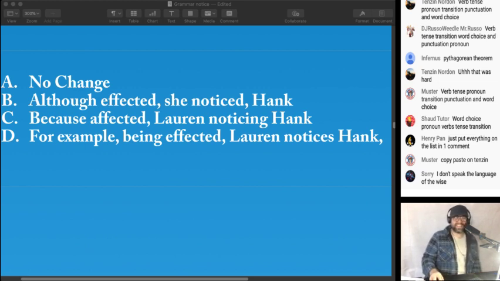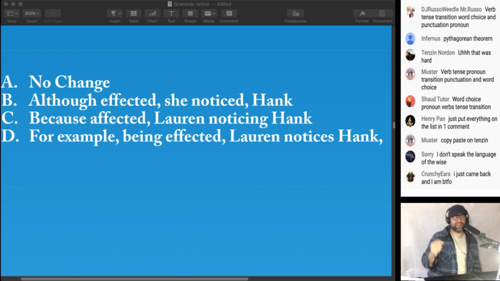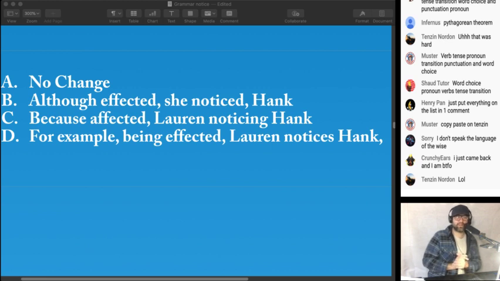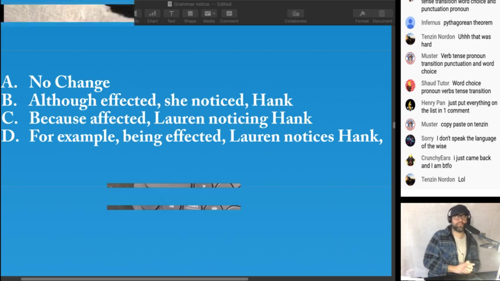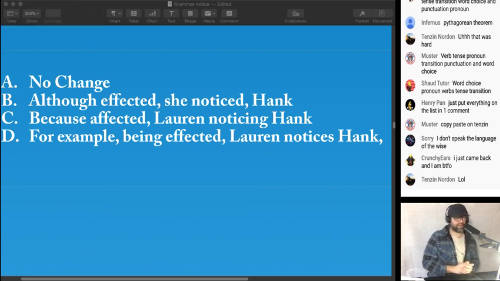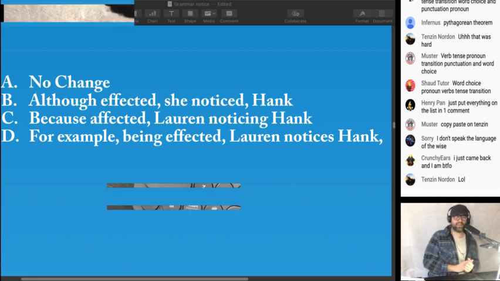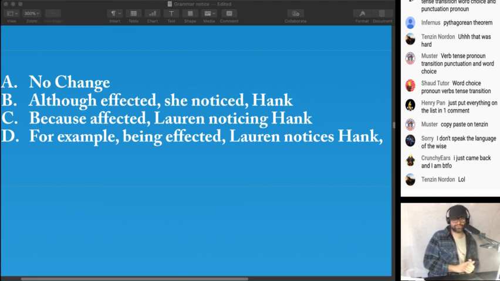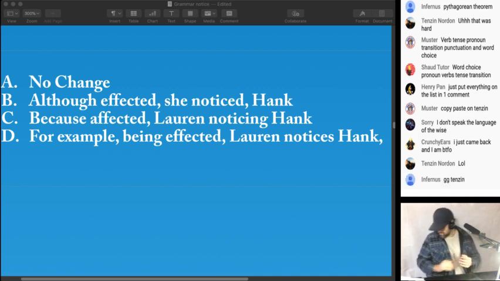So yeah, that is what's going on. We have our transition word to start it. We have word choice because is it effected or is it affected? That's a word choice issue. Then we have commas all over the place, so our punctuation is there. Lauren in B is referred to as she, so that could be a pronoun. And we have the verb to notice, and that's in all the different forms. So that's how this one is.